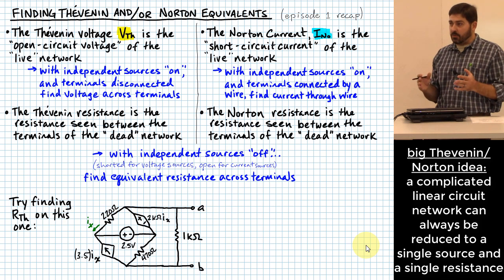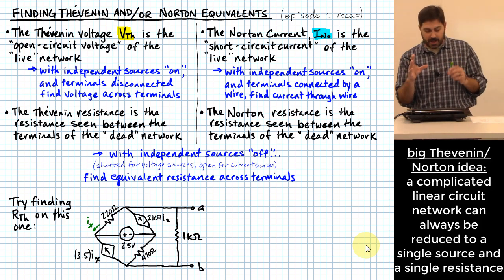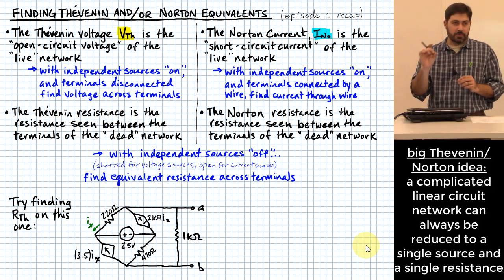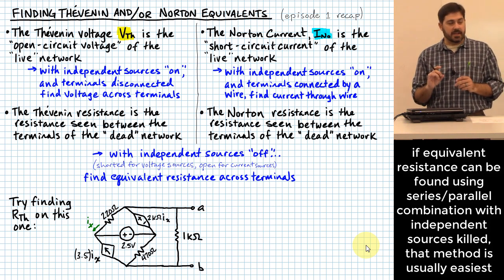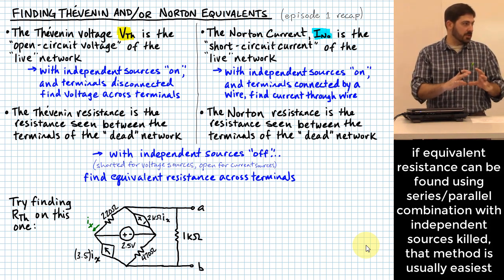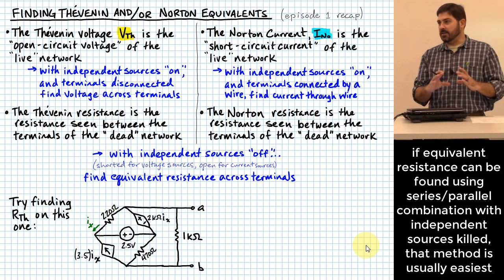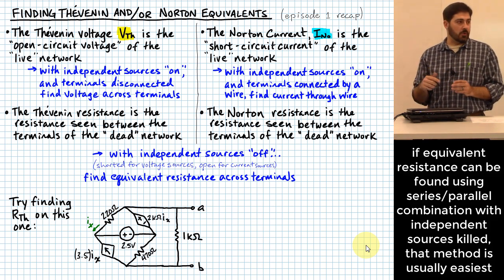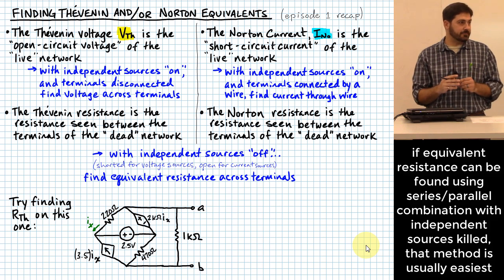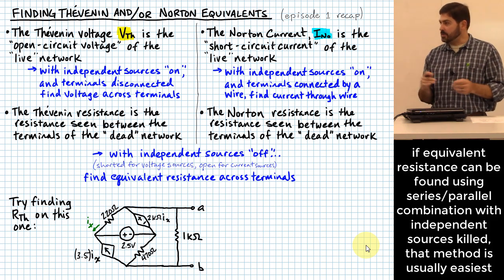And up till now, what I've given you is a way of dealing with the equivalent resistance part of that. That is to say, kill all the sources, kill all the independent sources, and evaluate what the equivalent resistance would be through the network with all the sources killed. Okay, so far, that's what we've done.